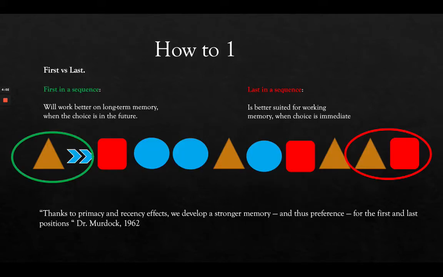How to 1. First versus last. In previous episodes of this series, we learned that it's better to have a sequential presentation when trying to sell hedonic products. But also in sequential presentation, we tend to remember the first or last option the most. So whatever you're trying to sell, your products should sit in those two positions. And their position also depends on when you want the users to buy, because the first one will have a stronger impact on long-term memory, while the last position will work much better for immediate options. All thanks to the primacy and recency effects, as Dr. Murdock explained in 1962. But there are also potential drawbacks.